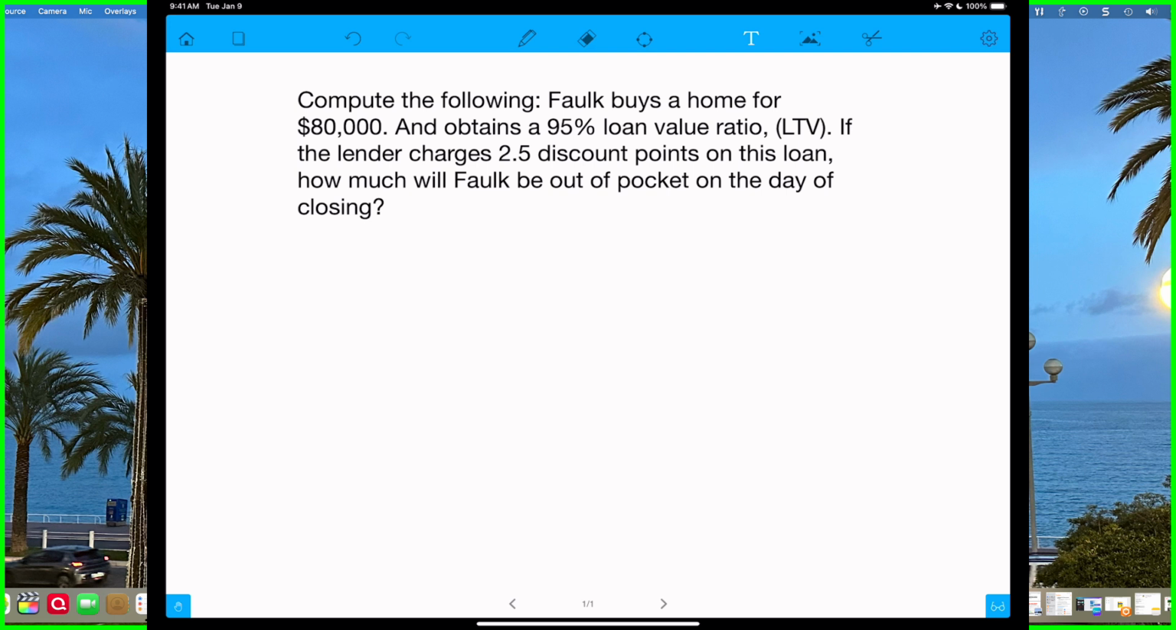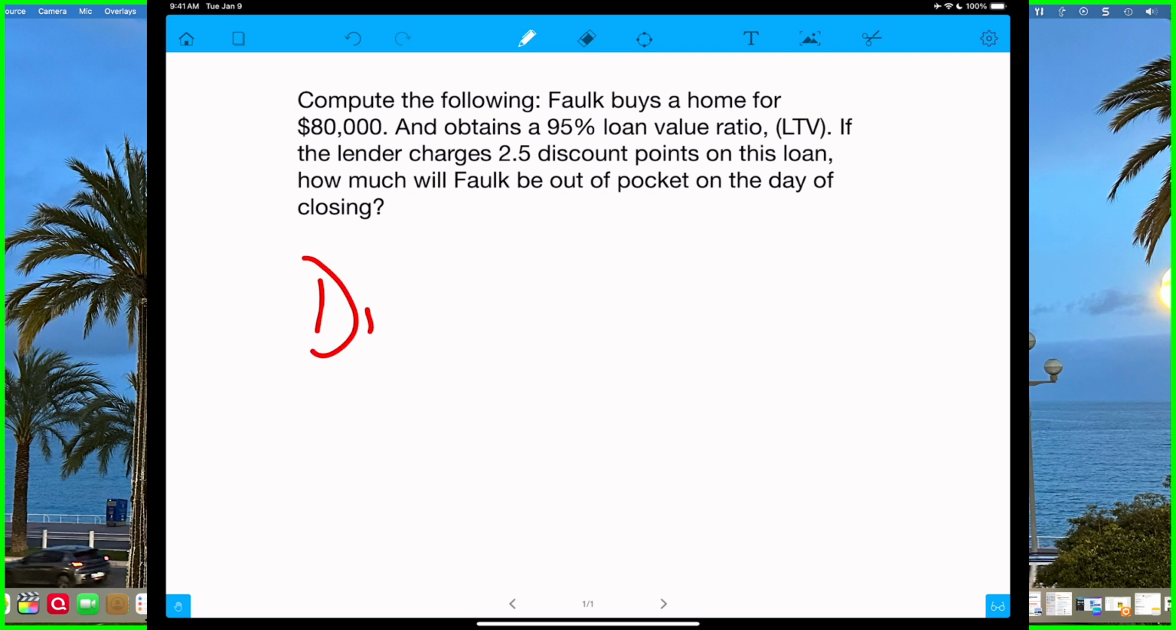Falk buys a home for $80,000 and obtains a 95% loan value ratio, loan to value, or what we call LTV. If the lender charges 2.5 discount points on this loan, how much will Falk be out of pocket on the day of closing? Now, there's a couple of things you've got to remember here.